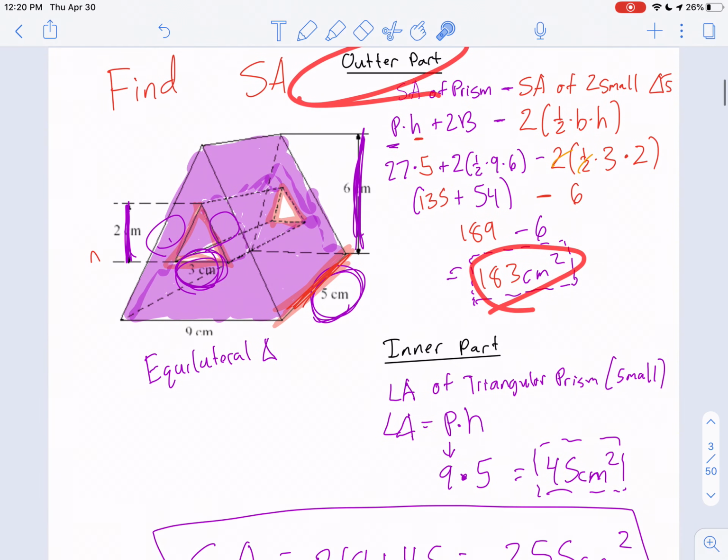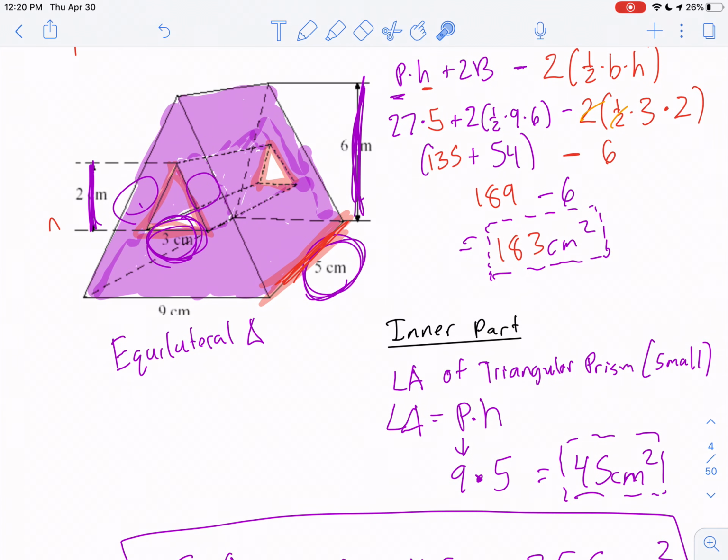For the inner part, the inner part is the lateral area of the triangular prism. So you get the perimeter here: 3 plus 3 plus 3, that's 9. That's the perimeter of the base. And what is the height of this prism? It's still going to be 5. The height of the prism is 5, so it's 45.